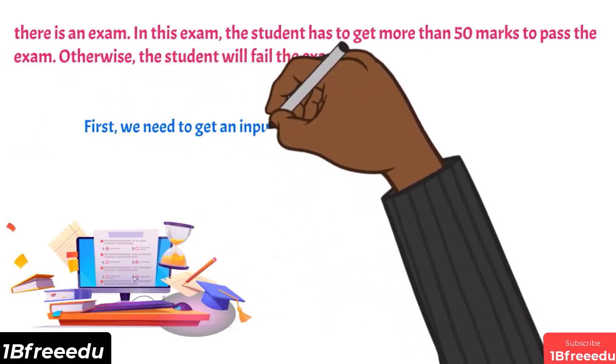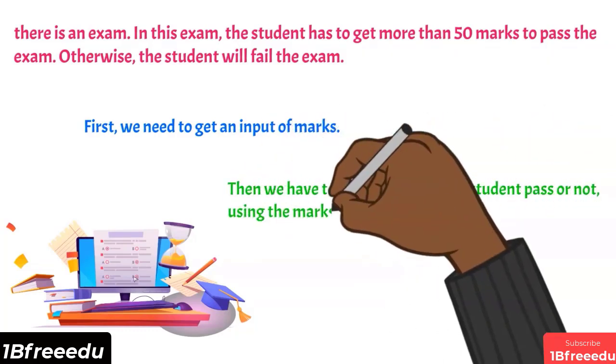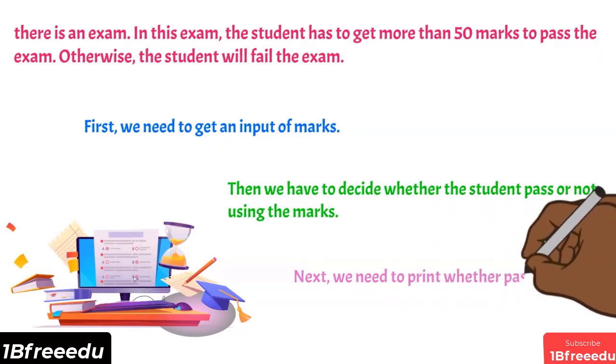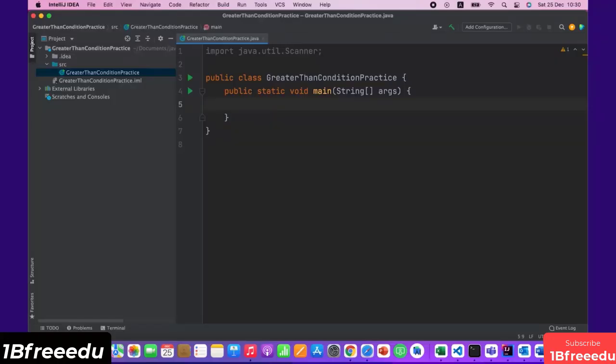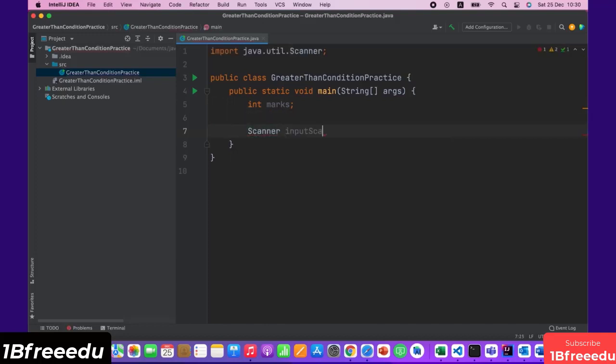First, we need to get an input of the marks. Then we have to decide whether a student passes or not using marks. Next, we have to print pass or fail. Okay, now I am going to code the Java program. First, I declare an int variable and name it marks. Next, I create an object of the Scanner class.